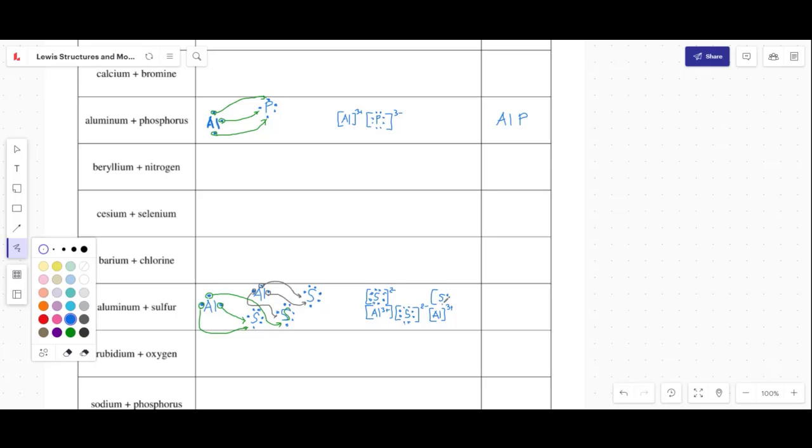Now, I will say this. Very few teachers really have you do much in the way of drawing ionic Lewis structures, because there's a limited benefit to drawing these out. They don't really necessarily provide you with a ton of information, because the crystal lattice structure generally has to be determined experimentally anyway. But in this case, we see clearly that this is going to be Al2S3. Does that make sense?